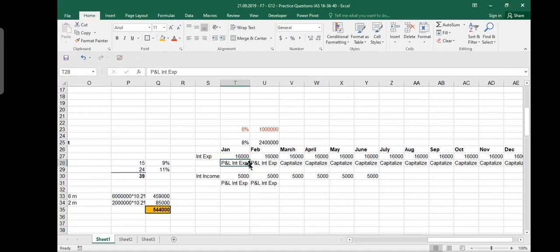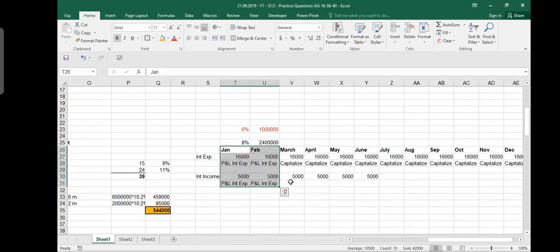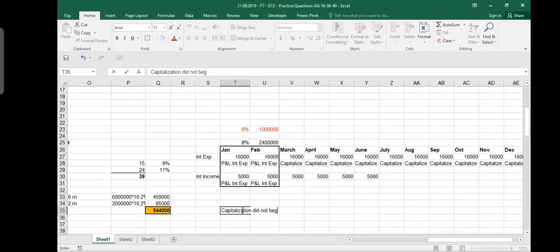Ankit, do you understand? Because this is the period when capitalization did not begin. Listen, he said that capitalization did not begin until March. When the capitalization process begins, only then will interest expense and interest income go there. You are still not clear? No, I'm clear, sir. Capitalization began in March. Now you asked me, why did they create this rule?